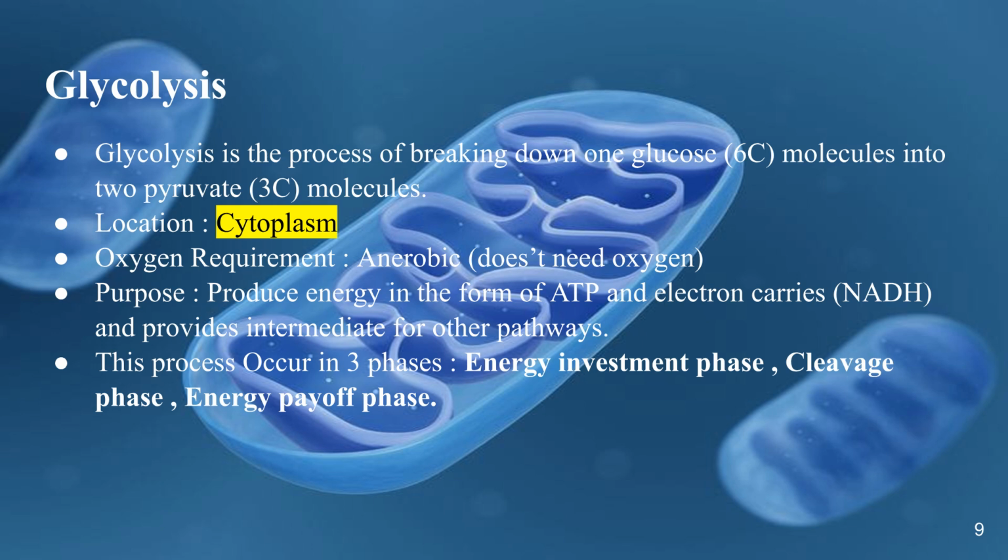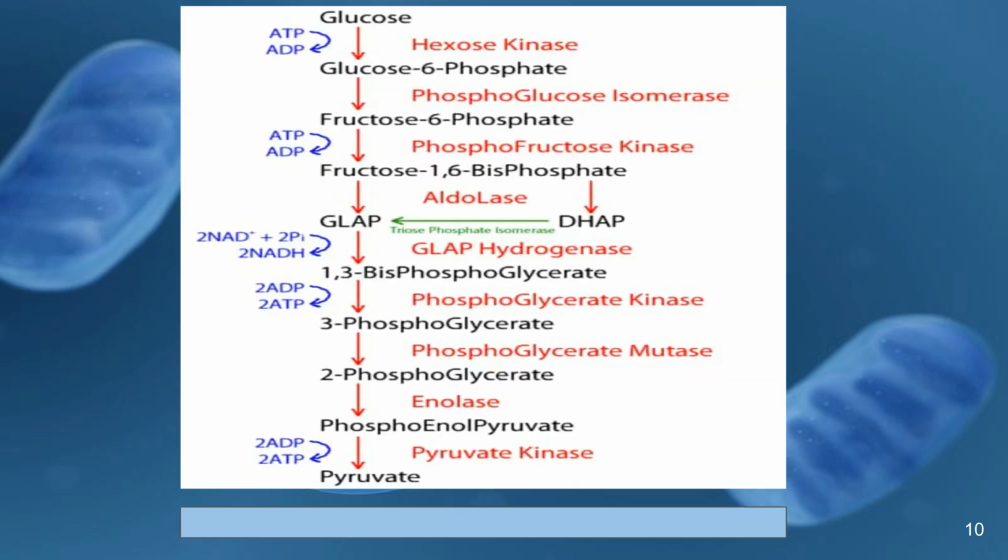Glycolysis breaks down one glucose molecule into two pyruvate molecules. This anaerobic process occurs in the cytoplasm, producing ATP and electron carriers like NADH and providing intermediates for other pathways. It happens in three phases: energy investment, cleavage, and energy payoff. This slide shows a visual representation related to respiratory processes.